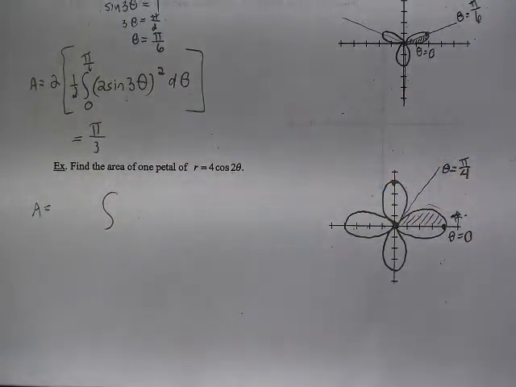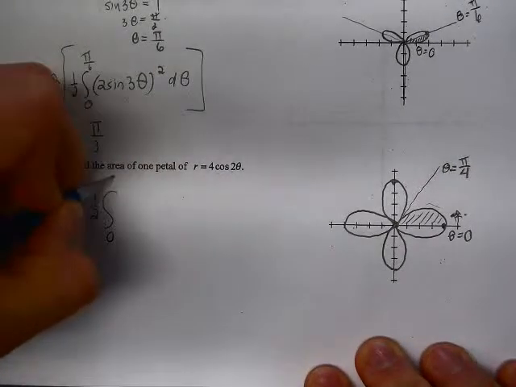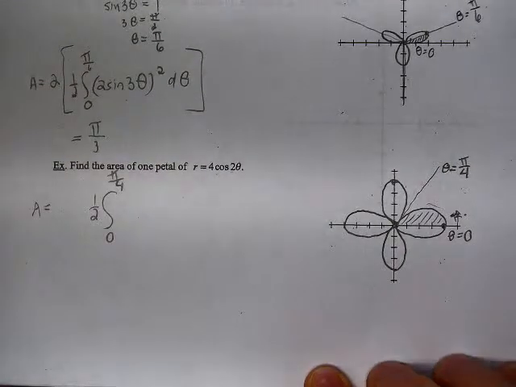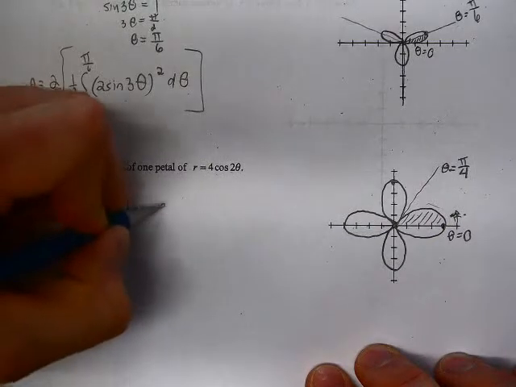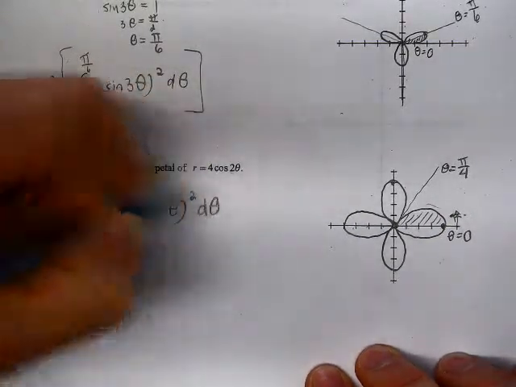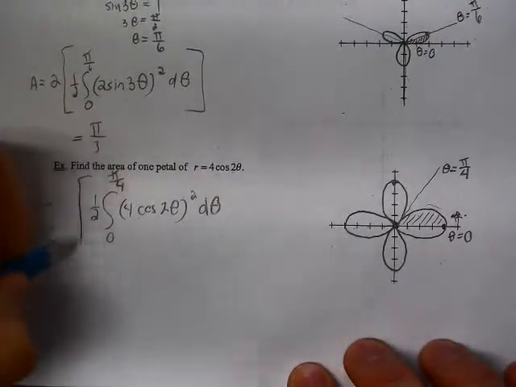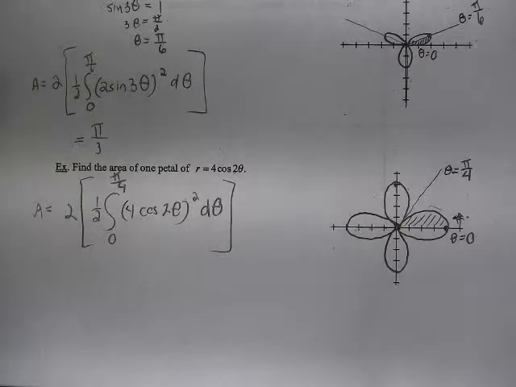So I'm going to integrate here. I'm going to find half of one of the petals. So 1/2 times the integral from 0 to pi over 4 of r squared, so 4 cosine 2 theta squared. That gives me the area of half a petal, so I'm going to double that. That'll give me the area of one full petal of that graph.